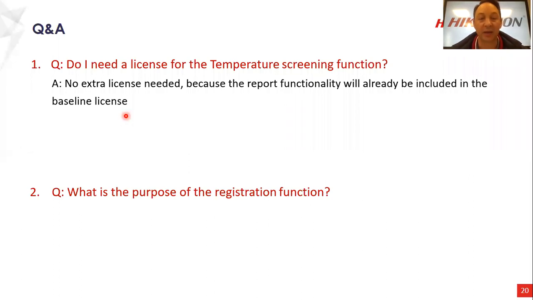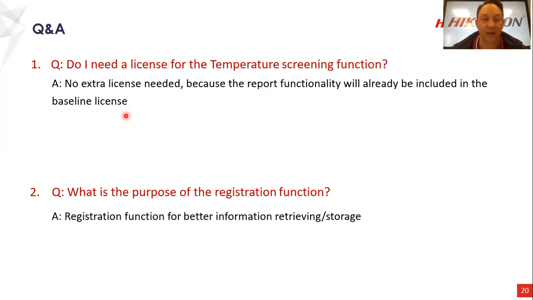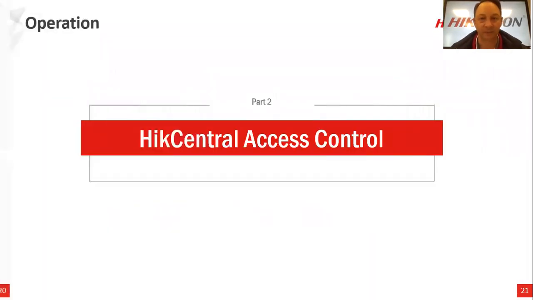All right, and then the registration function. The registration function, I think I mentioned about 3 or 4 times already. The purpose of that function is for better information retrieving and storage. Again, for the traceability of people, it's important to have information so that they can be traced if somebody got in contact with a person that was infected with COVID or whatever. You need to be able to trace, and this is the way of storing your records instead of pen and paper, which takes time and gets lost and so forth.